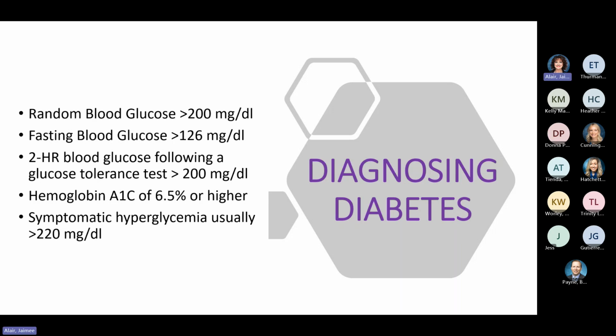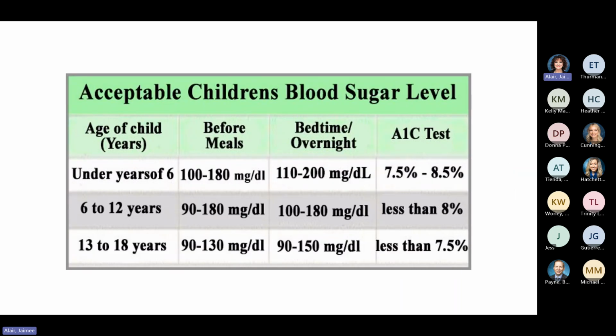These are the random, fasting, and 2-hour blood sugars, the hemoglobin A1C, and then some numbers for symptomatic patients. This is a chart of acceptable children's blood sugar levels. This is decently like what an adult would be, but it's a little bit more refined. As you can see, in the younger children the sugar is a little bit higher because they just have more sugar demand being a child.